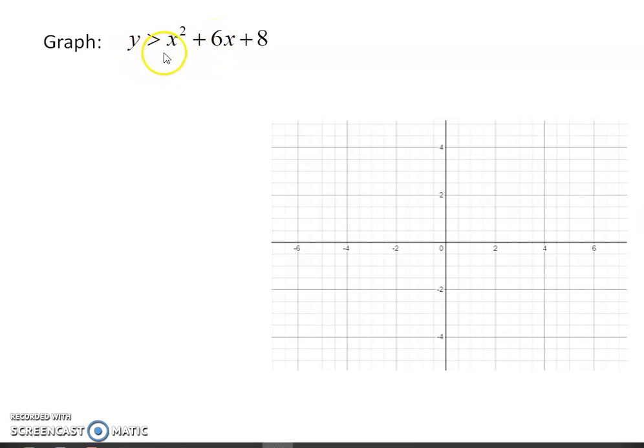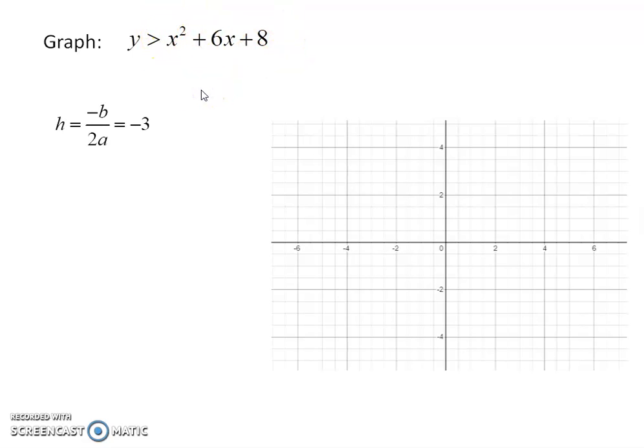A two variable inequality has x's and y's, and you won't be asked to "solve." You would be asked to graph. And here's how you would do that. Step one is to graph this function itself. And here I would do that by finding probably the h and k.